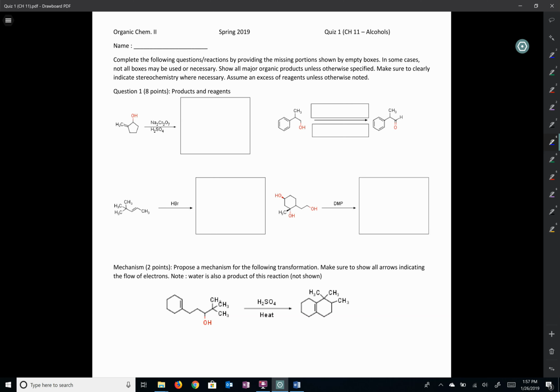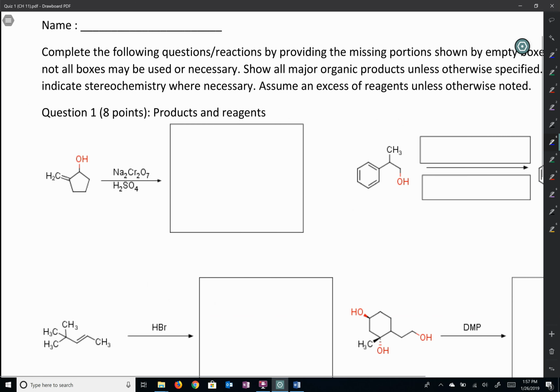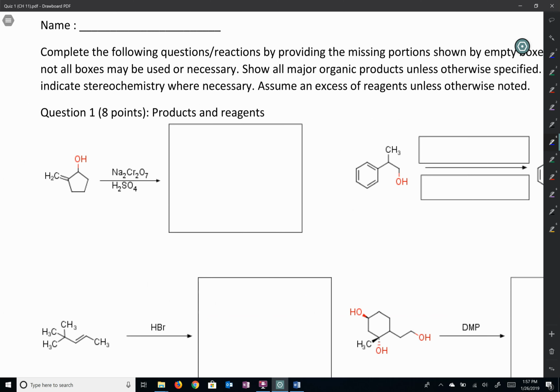It covers the basics of some of the reactions that we've talked about through the first half of this chapter so far. Looking at the top left-hand side, let's zoom in here. We have an alcohol, and we're reacting that with sodium dichromate and sulfuric acid. This is the basic setup that we look at when we're looking at oxidations. Remember what I said to take a look for?